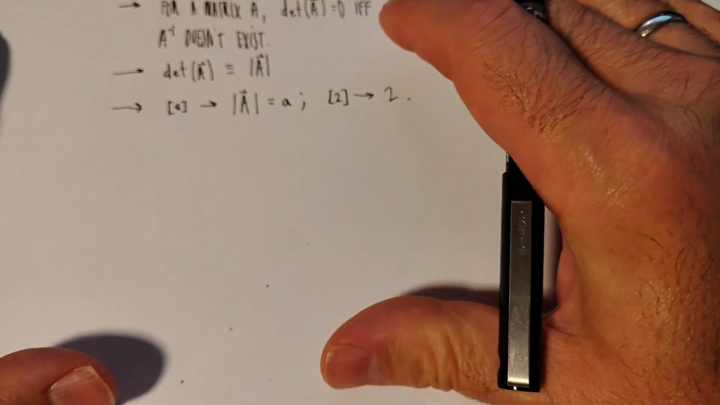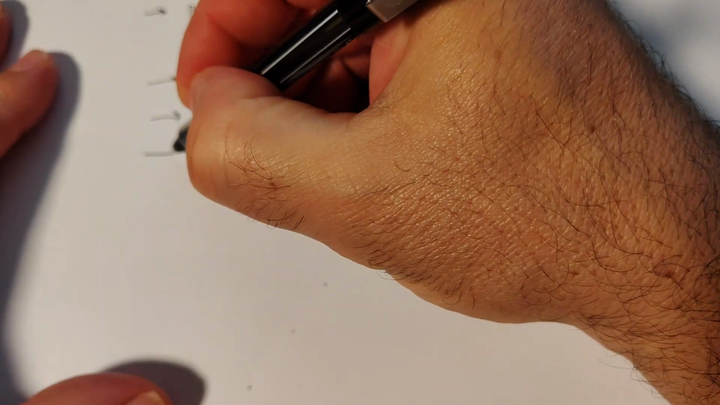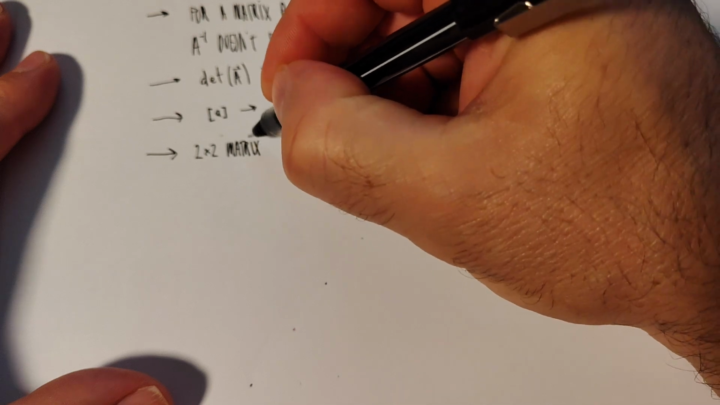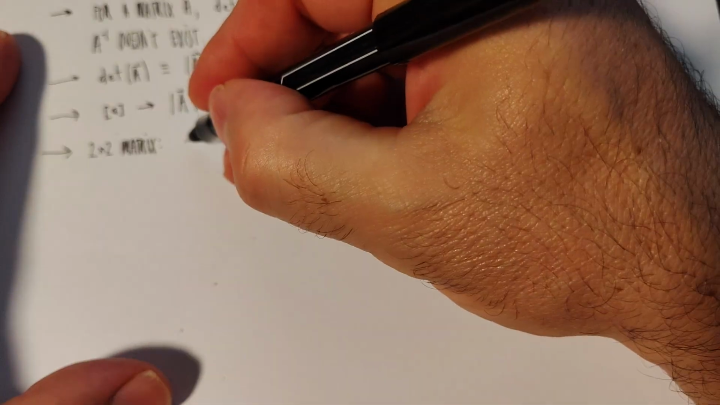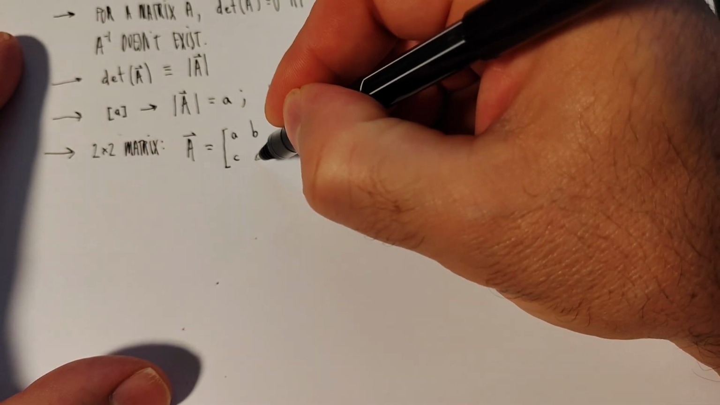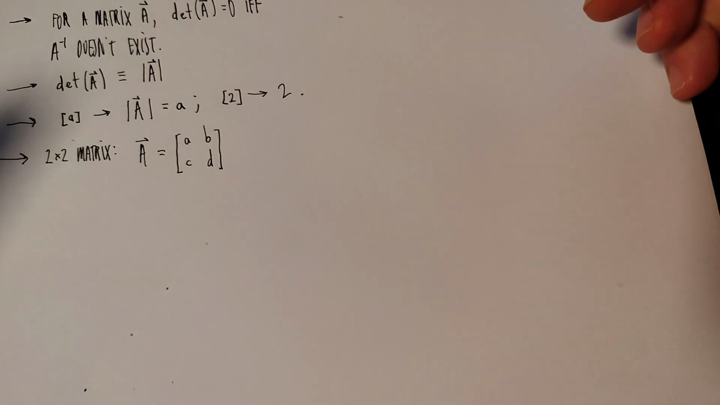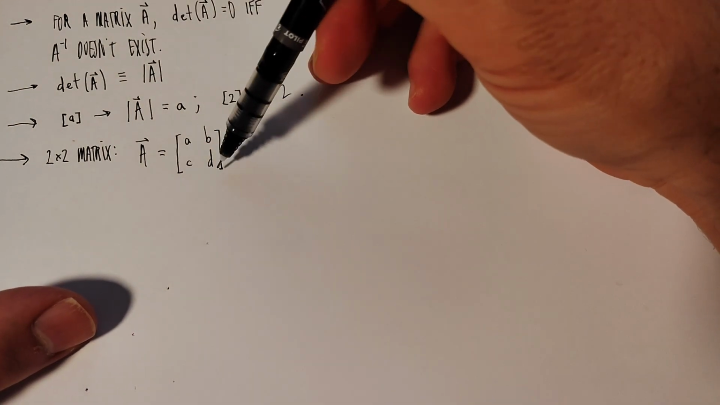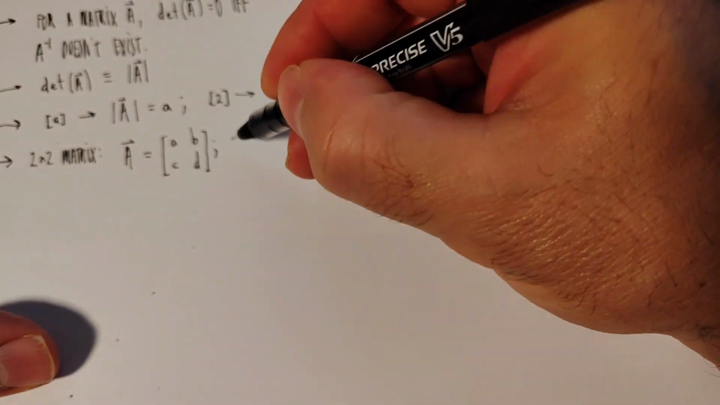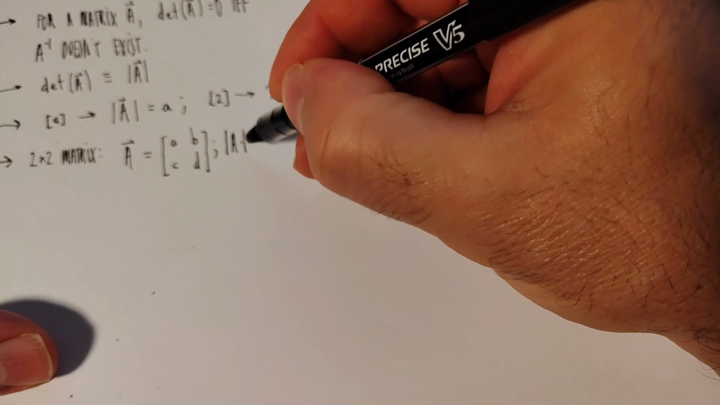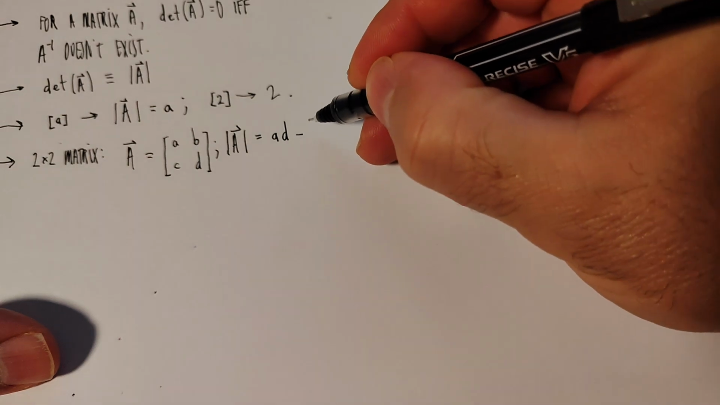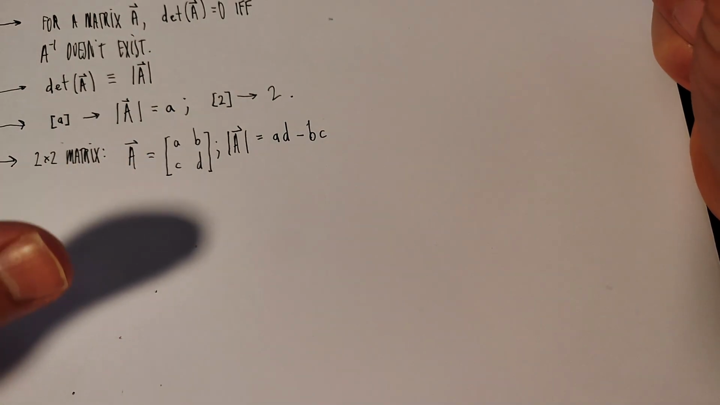All right. For a 2 by 2 matrix, let's say A is given by our typical a, b, c, d entries. The formula is you multiply across the diagonal and then subtract across the off entries. So the determinant of A in this case is going to be equal to a times d minus b times c. Right?